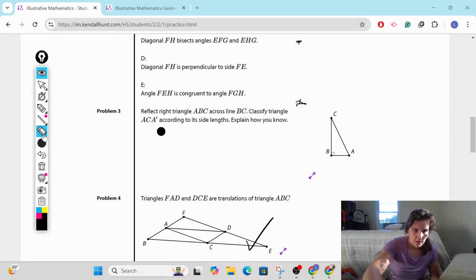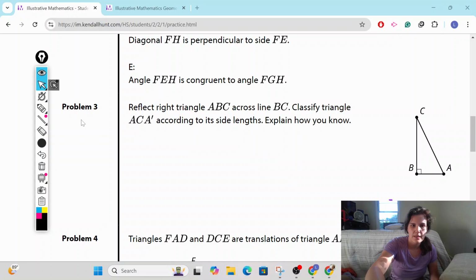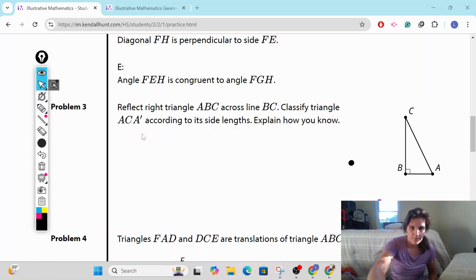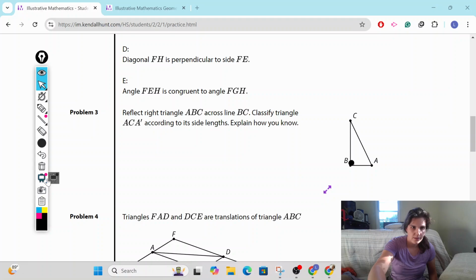Reflect right triangle. Let's delete everything. Reflect right triangle ABC across a line BC. Classify triangle ACA prime according to its side lengths. Explain how you know. So, we're taking triangle ABC, which is to our right.